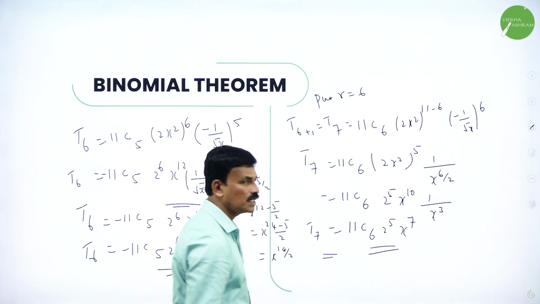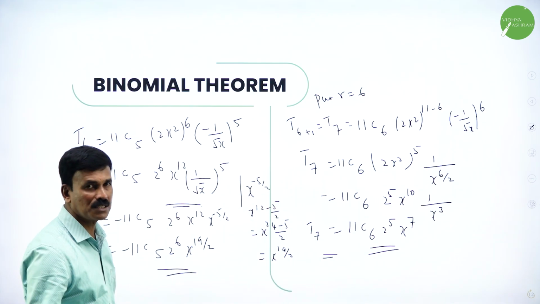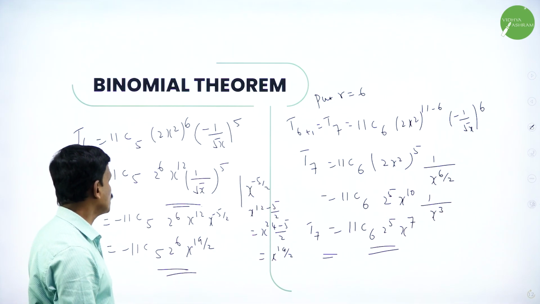These are the two middle terms in the expansion. Very simple problem, very important for 5 marks. Hope you followed. Now move on to the next problem.